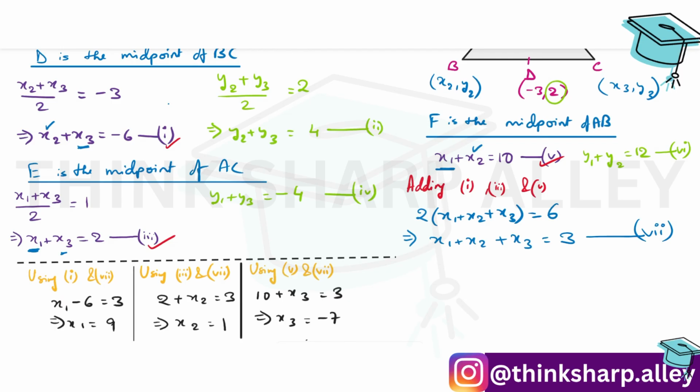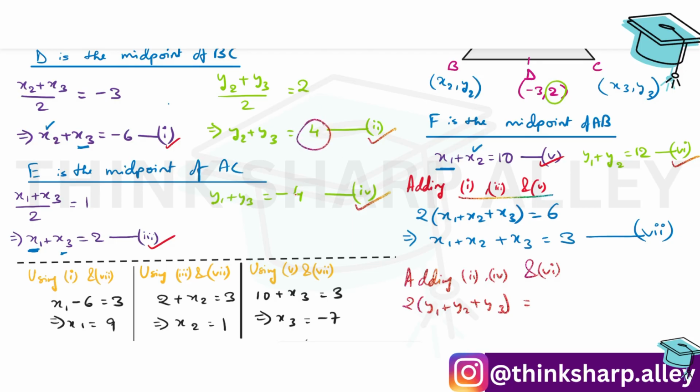Now we will use similar steps for y also. Instead of adding 1, 3 and 5 which we have done before, we'll add 2, 4 and 6. So once again we will get 2 times y1 plus y2 plus y3 is equal to the sum of all the constants, which is 4 minus 4, that makes it 0, plus 12, so that is 12. So we get y1 plus y2 plus y3 as 6, and that becomes our equation number 8. And we are going to solve this equation 8 with each of these equations to find y1, y2, y3.